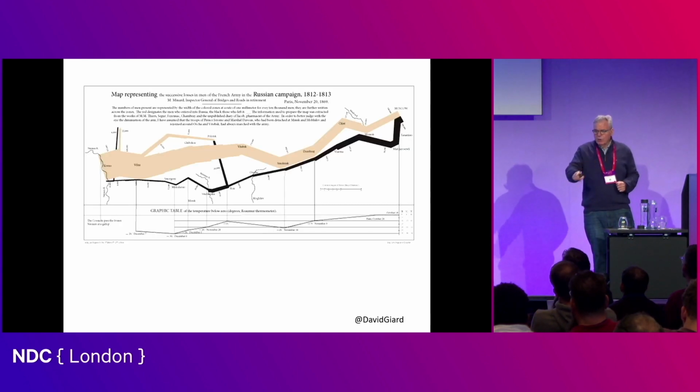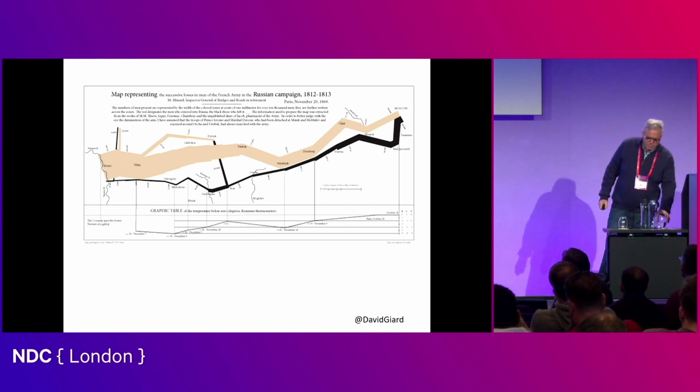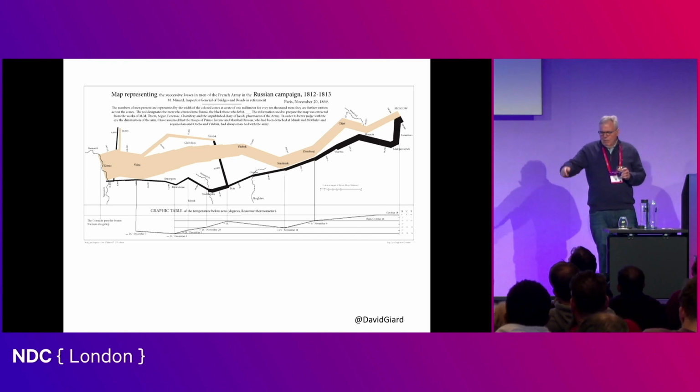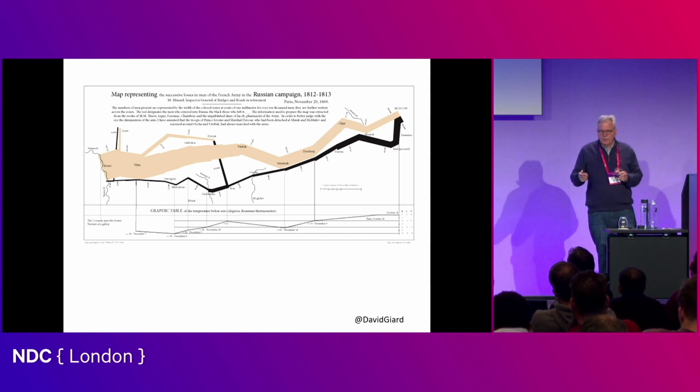All right, let's return to this one. This was the one from Charles Minard, a French engineer, Napoleon's march on and retreat from Moscow in the Napoleonic Wars.